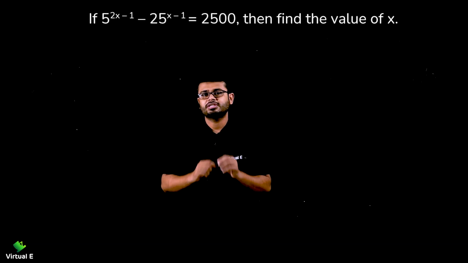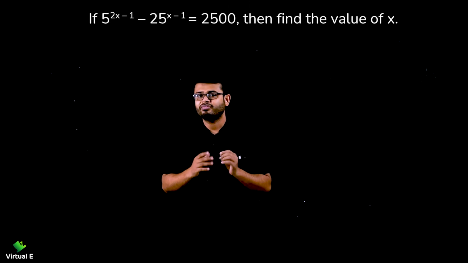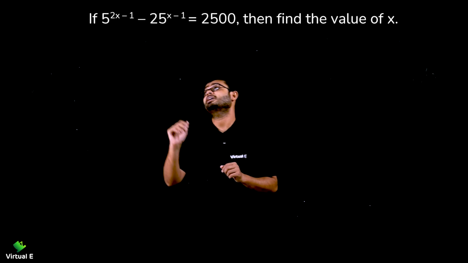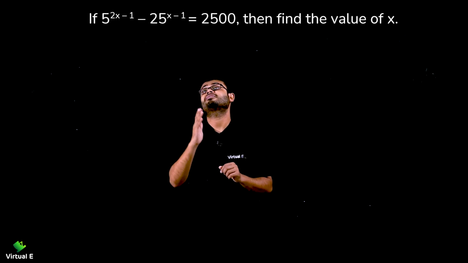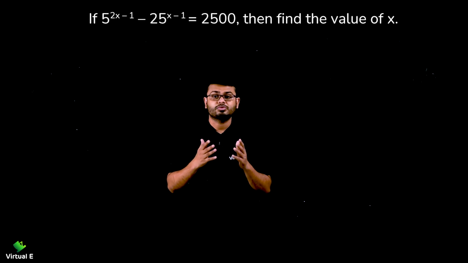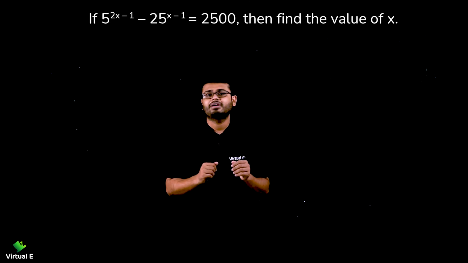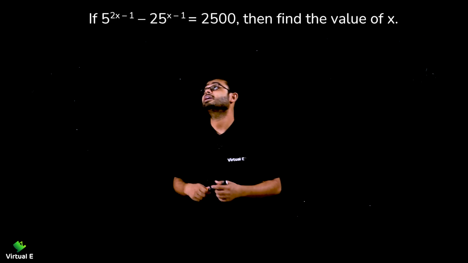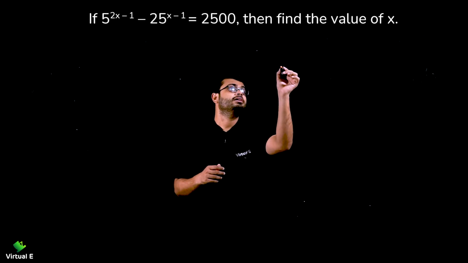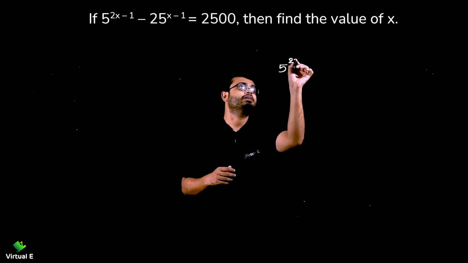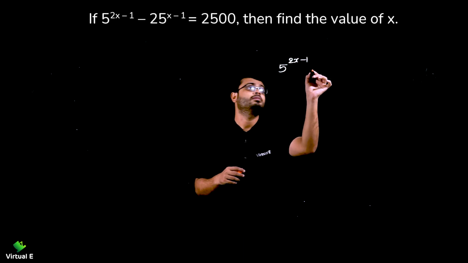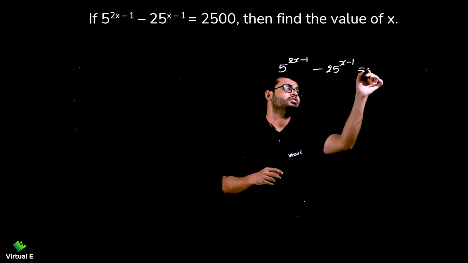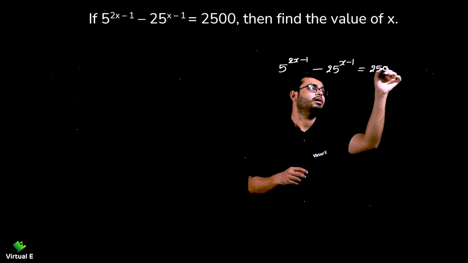Let's do an interesting question related to finding the value of x or solving the equation. Let's read the question. If 5 raised to 2x minus 1 minus 25 raised to x minus 1 is equal to 2500, then find the value of x. You must have done this kind of question in grade 8. Let's discuss here. 5 raised to 2x minus 1 minus 25 raised to x minus 1 is equal to 2500.